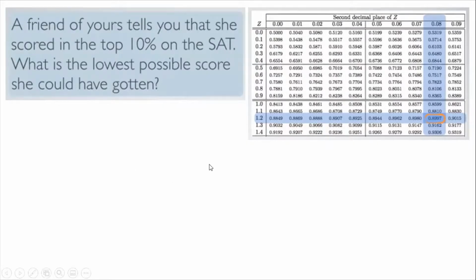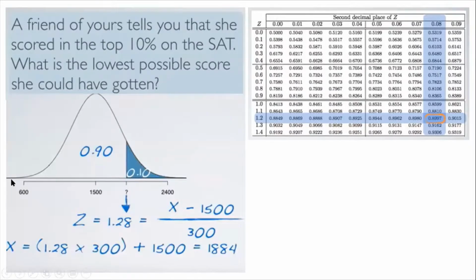So the first thing we should do is to draw the normal distribution. Let's draw a normal distribution, and he stands in the top 10%, which is on the right side, and the area should be above the graph, okay? Then we look for the z-score. So we got a percentile, then we can look for a z-score. In the previous example, we got the z-score and looked for the percentile. So this is the opposite of the previous example. We know that z-score is the observation minus the mean divided by the standard deviation. Then we can rearrange to get the x value, which is basically equal to 1884.